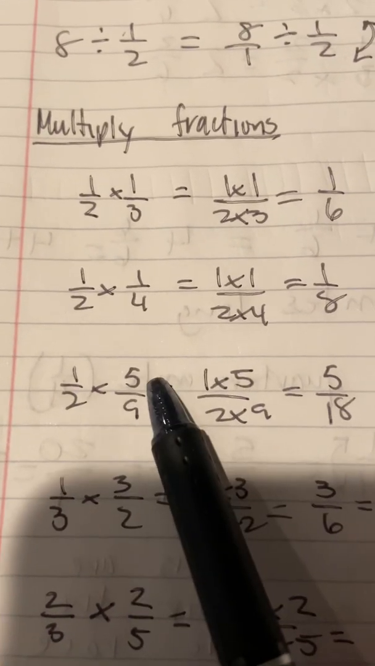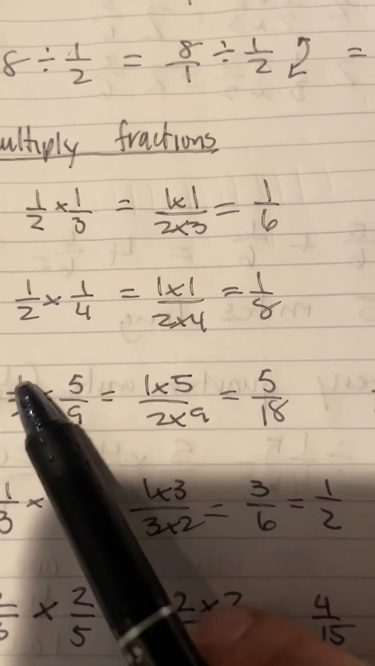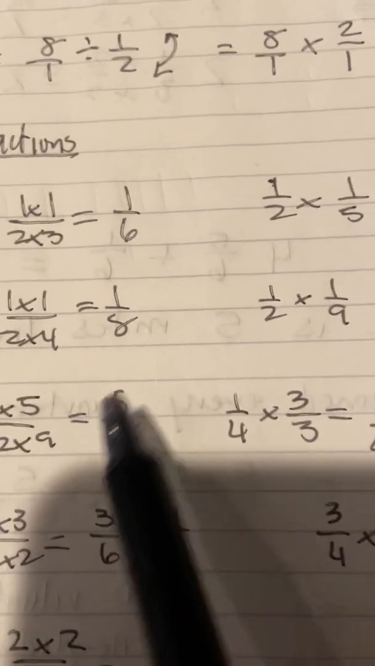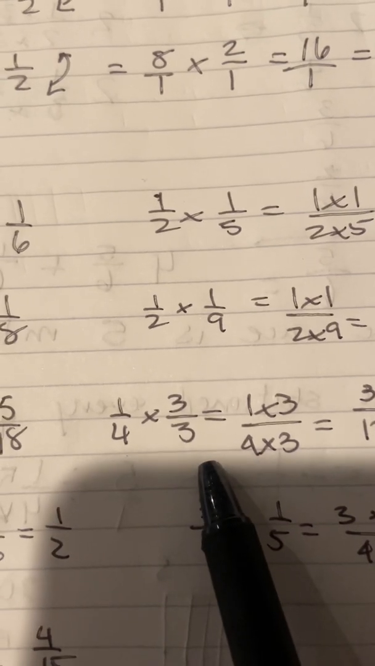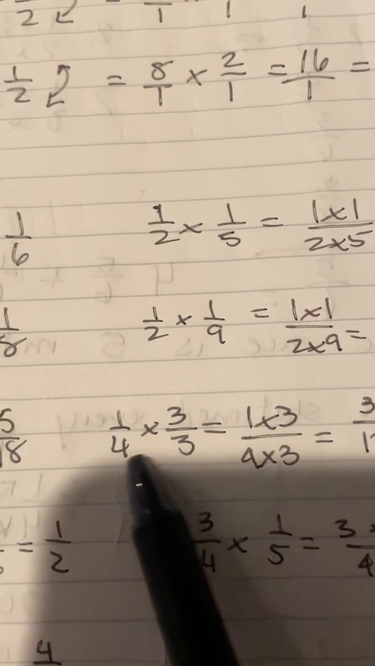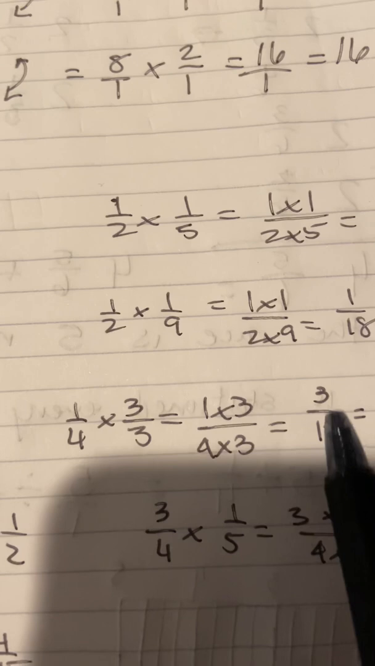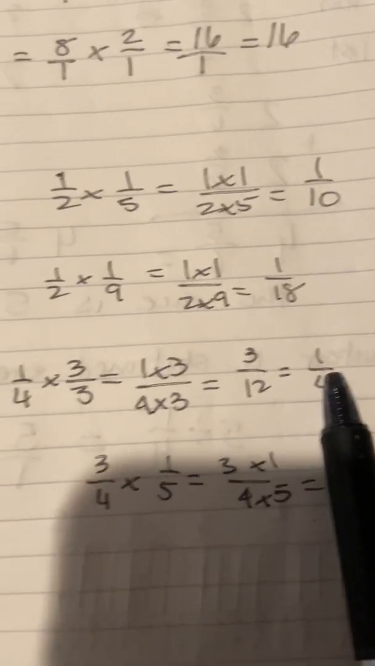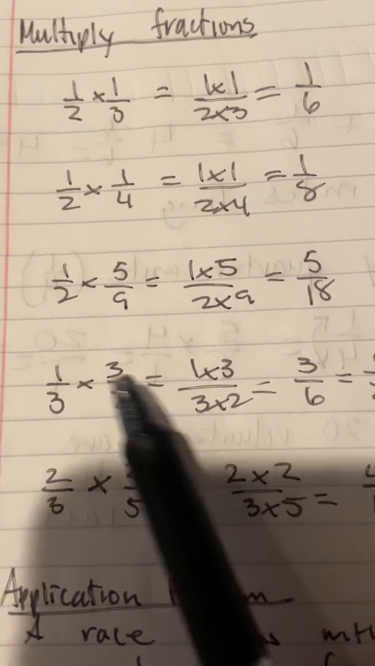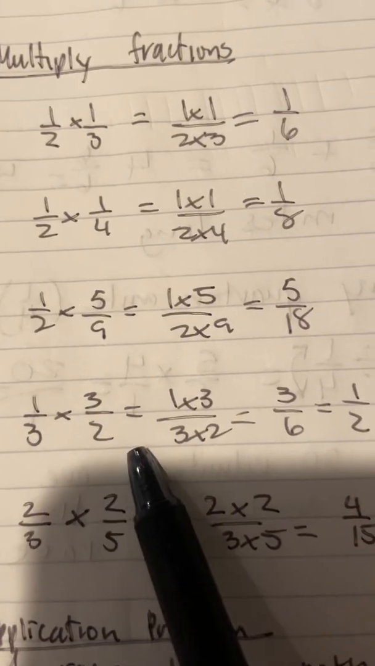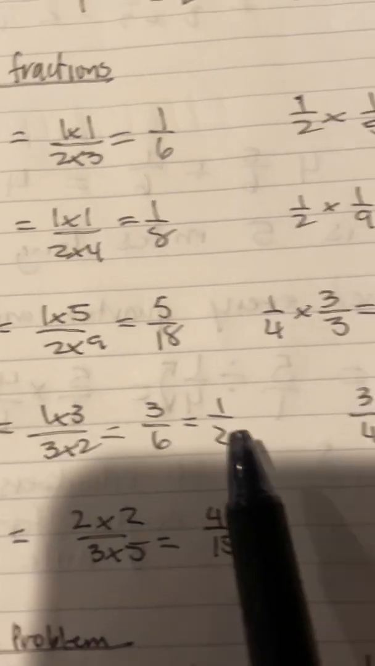1/2 times 5/9. 1 times 5, 2 times 9, 5/18. 1/4 times 3/3. 1 times 3, 4 times 3, 3/12, or 1/4 once you simplify. 1/3 times 3/2. 1 times 3, 3 times 2, 3/6, or a half.